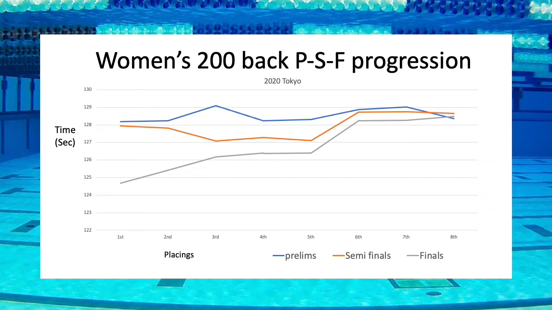The women's 200 backstroke from prelims to semis to finals and the progression of it. So here we have time on the left and the placings along the bottom. Blue is preliminaries, red is semifinals, and then finals is the bottom line. And then, with the exception of the 8th place person, every single person had a progression from prelims to semis to finals. Some were greater and some were less.